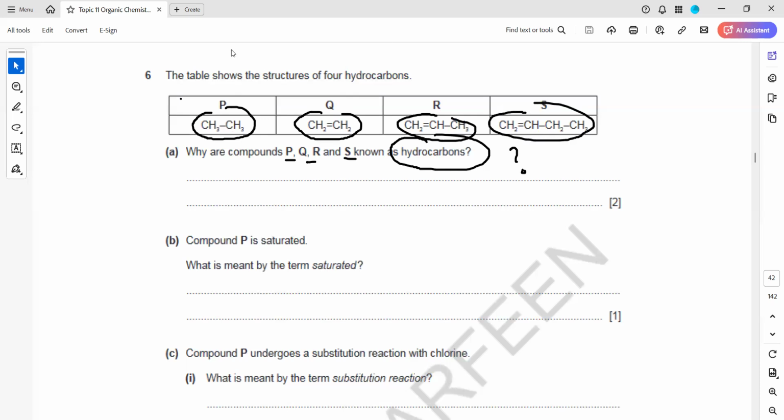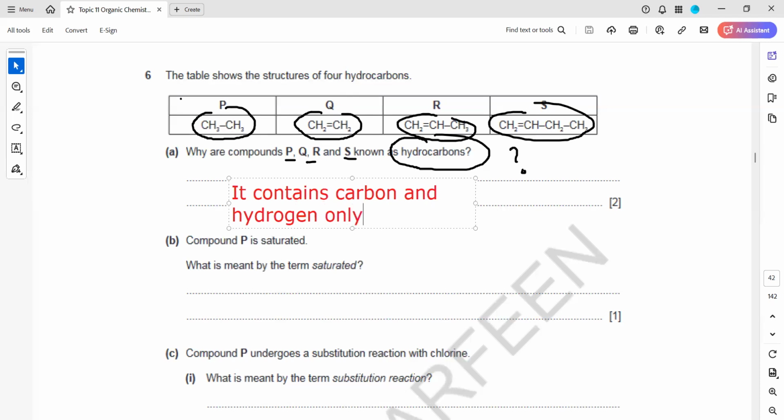So why is it 2 marks? You have to mention it contains carbon and hydrogen only. Is it clear, the first one? Yes, sir. Sir, which page is this? This is page number 42.